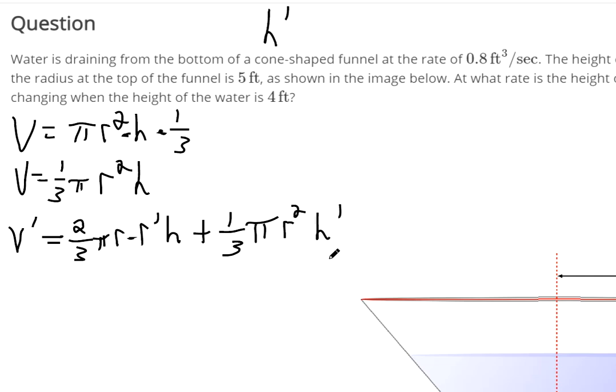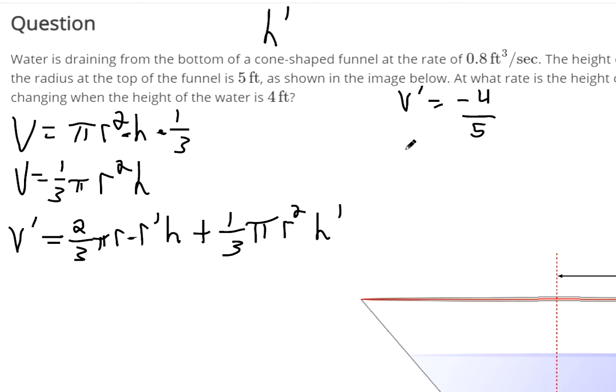Okay, so in order to solve for what we're looking for, h prime, we need to know what v prime is. And they tell us that it's decreasing, so it's negative. Oh, and a quick note, the answer says that we need it in exact form. That means they want it as a fraction. So instead of writing 0.8, I'm going to write negative 4/5. That way I keep it in fraction form.